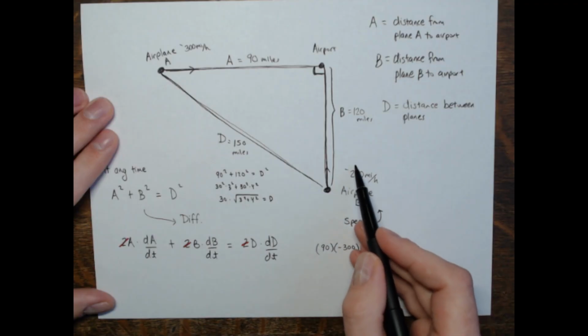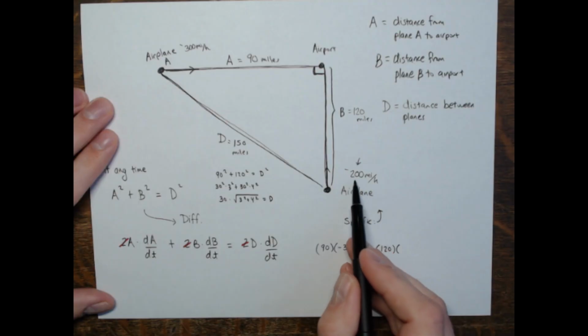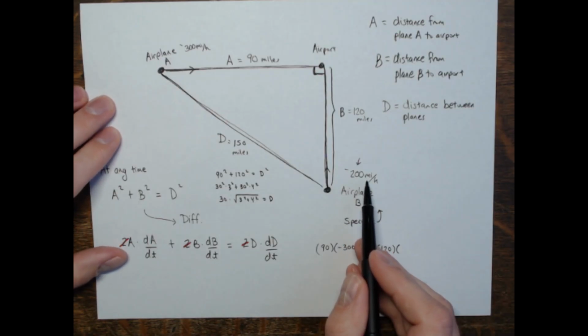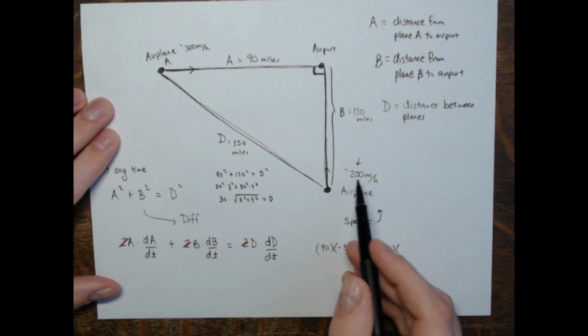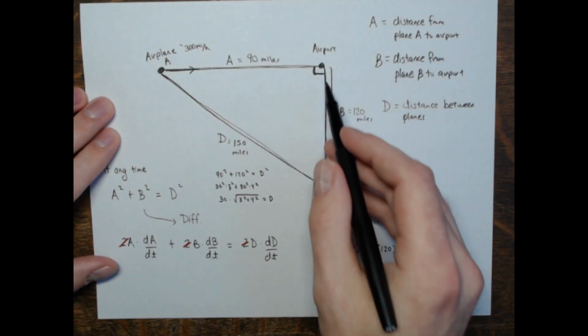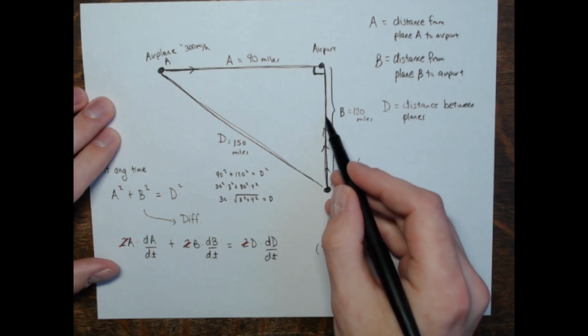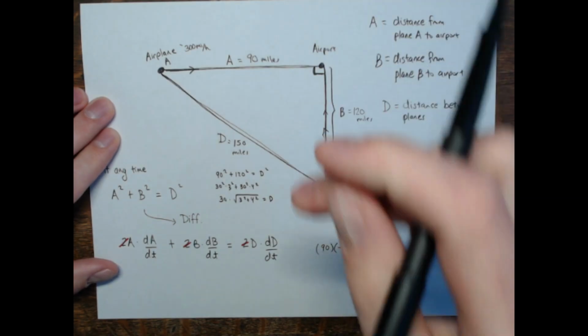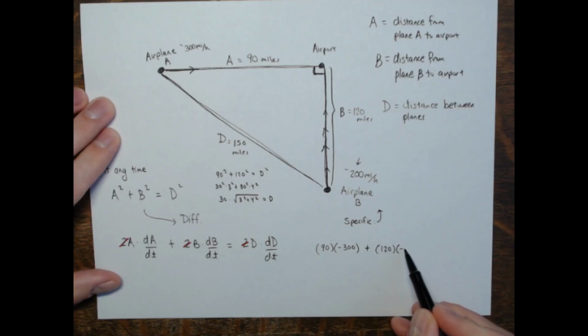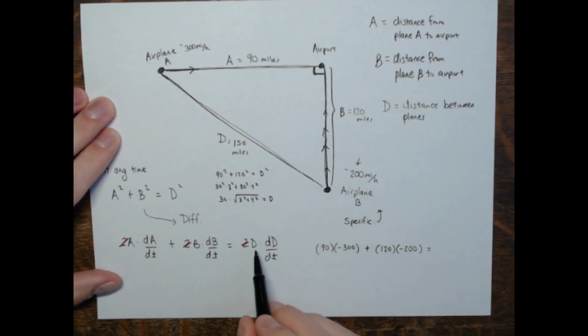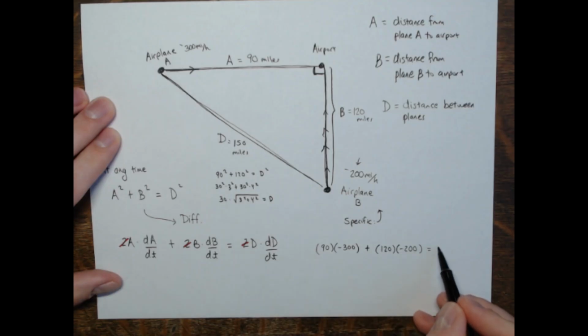Times, and then again, I'm going to call this speed, this dB/dt, negative 200 miles per hour, once again because B is decreasing, right? I'd be going up toward the airport and this thing would be shrinking. So again, decreasing, negative rate of change, negative 200. Should be equal to d, the distance between the planes at this moment is 150, times the speed that we're looking for, d/dt.